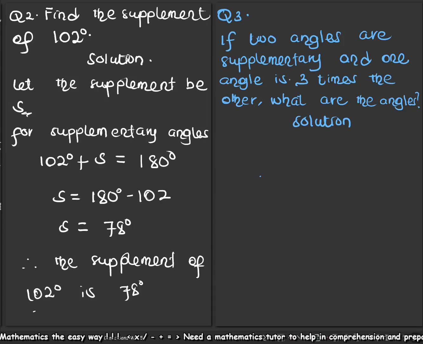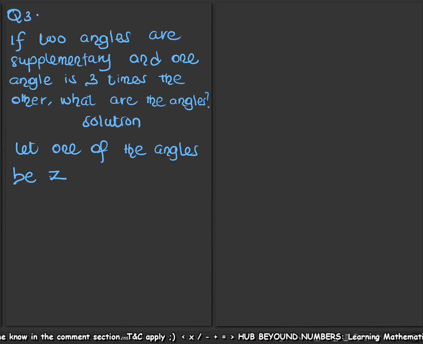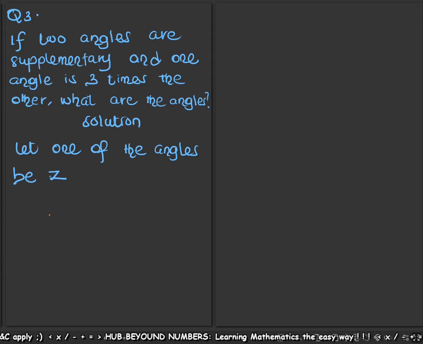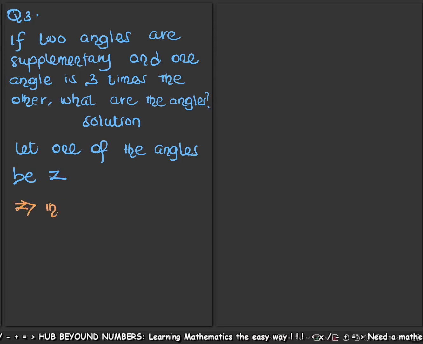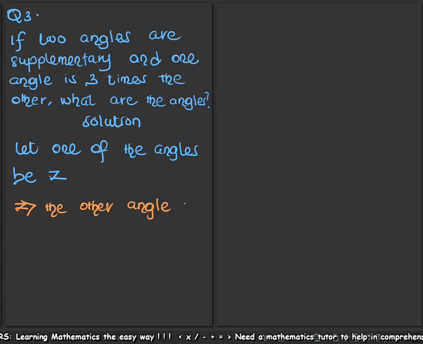They are saying there are two angles that are supplementary and one is 3 times the other. So let's just say, let one of the angles be any variable at all. I'm going to say, let one of the angles be Z. The question says one angle is 3 times the other, so what this implies is that the other angle is going to be 3z. You see? So the other angle is 3z.